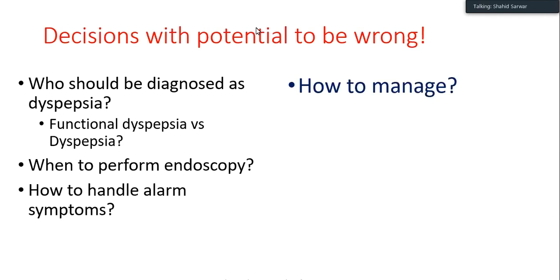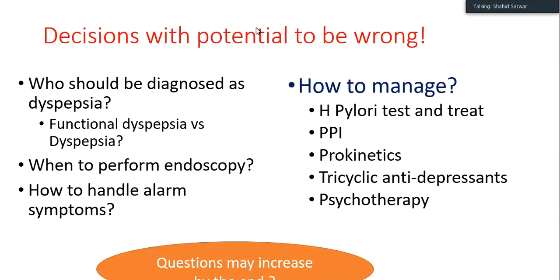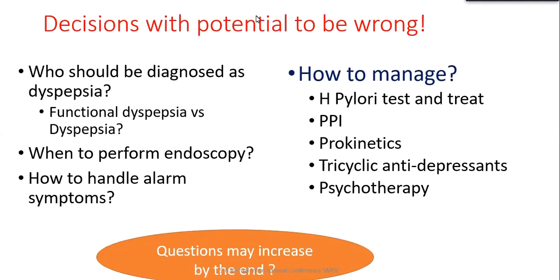And we'll also talk briefly about the management options, because there are 4 or 5 major management options. In most of the guidelines, you will see H. pylori test and treat, proton pump inhibitors, prokinetics, antidepressants, and psychotherapy. So in what order these management options should be played, and what is the evidence in favor of their benefit? That will decide what option should be at the second priority, and which decision is right or wrong. But remember, when you're talking about functional disorders, at the end of the discussion, you may end up with more questions rather than answers. This possibility will remain in these disorders.